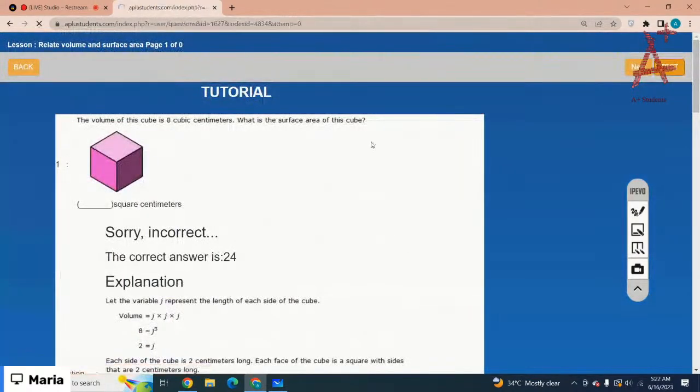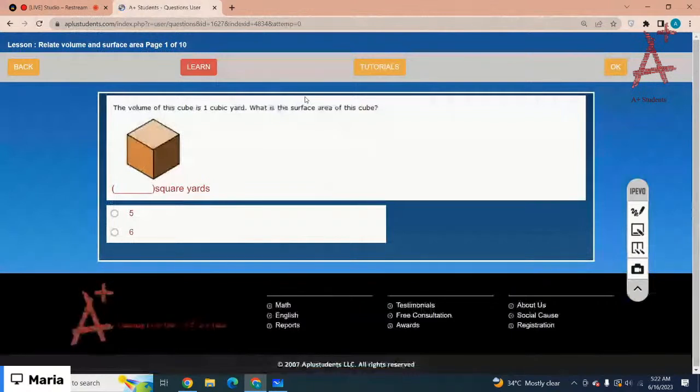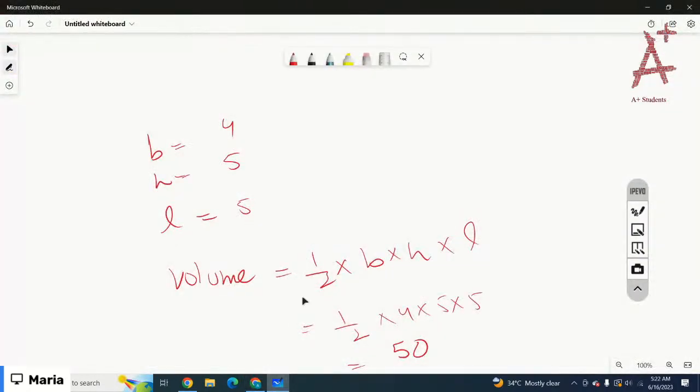Basically, you have to make the relationship between the volume and the surface area. You are given a volume. Just look at the first question. The volume of the cube is 1 cubic yard. What is the surface area of the cube? You are given the volume. You have to calculate the side's length first, and then you have to calculate the surface area.